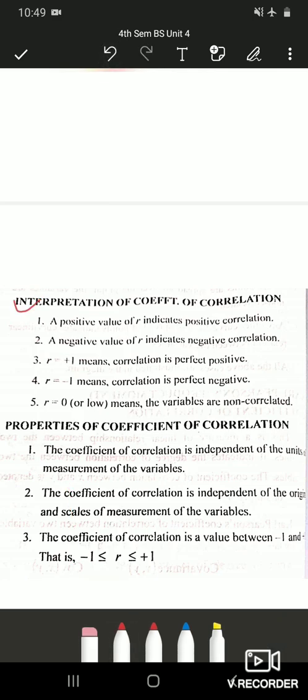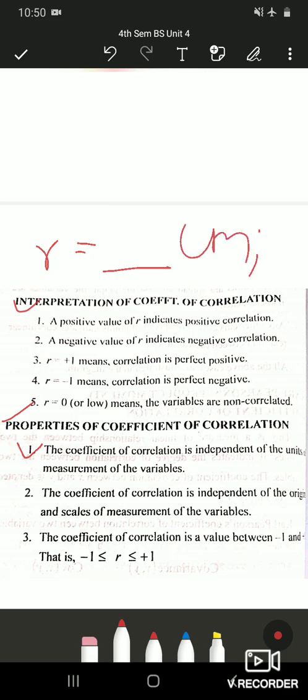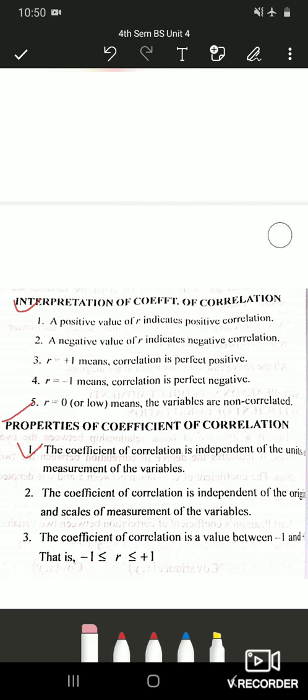Next we will see the properties of the coefficient of correlation. The coefficient of correlation is independent of the units of measurement of the variables. Suppose you want to find out the relationship between height and weight, and you get a certain value of r. There you must not write any units like centimeters or kgs, because it is independent of the units of measurement. Remember this. It is just like the coefficient of variation. Even then we didn't write any units. So the coefficient of correlation is always independent of units.